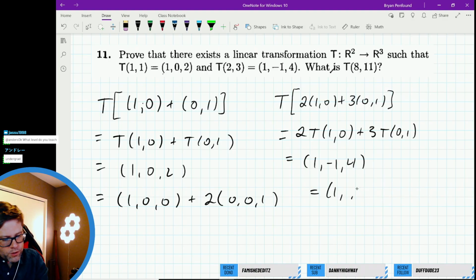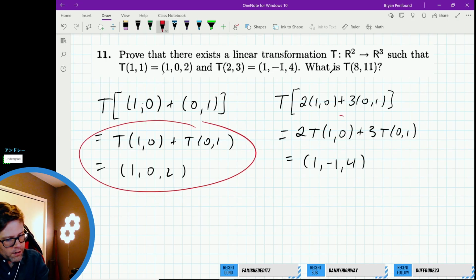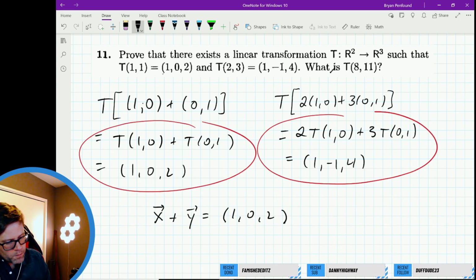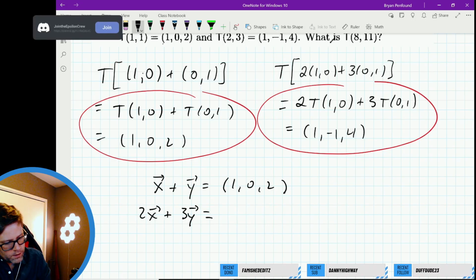I don't think I care about this as much. I think what I care about are these 2 things here, right? Are these going to define an equation that I can solve for? Right? Could I just call this x plus y is equal to (1, 0, 2), and then I know that 2x plus 3y must get me (1, -1, 4).